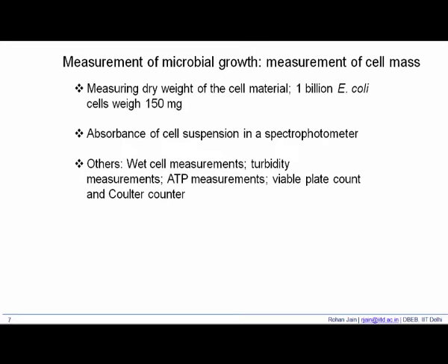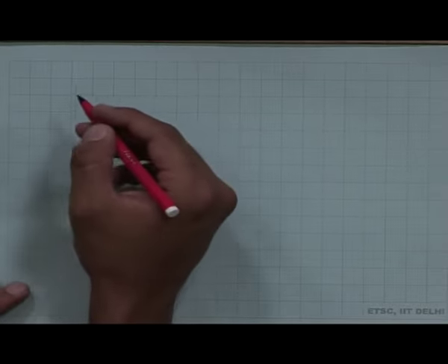Okay. So, that is your Coulter counter method, but the method that is most used in the laboratories in biotechnology is dry cell weight and absorbance. So, how does the dry cell weight method works? Well, dry cell weight method works like the following.